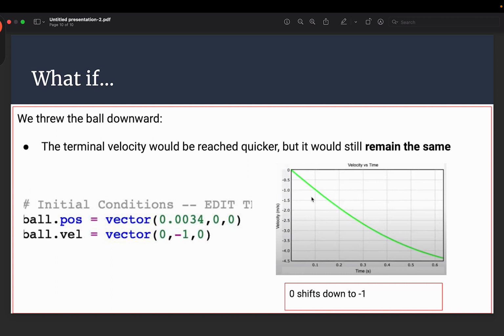What if we threw the ball downward? If we threw the ball downward, the terminal velocity would be reached much quicker, but it would still remain the same overall. This is because we're essentially adding an initial velocity, which we can see in the code on the left, causing our graph to change. The 0 would shift down to -1, elucidating how the terminal velocity would be reached quicker, but would still remain the same overall.